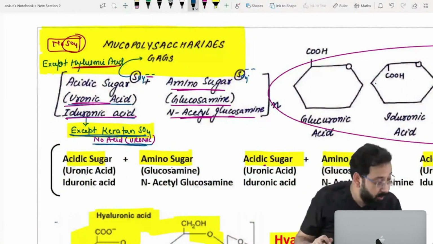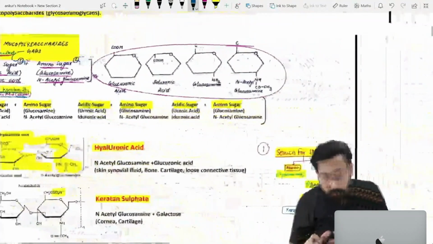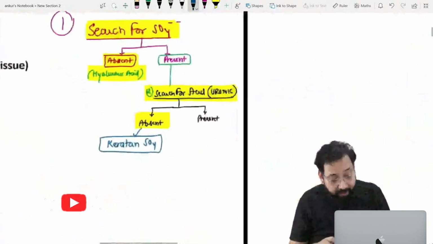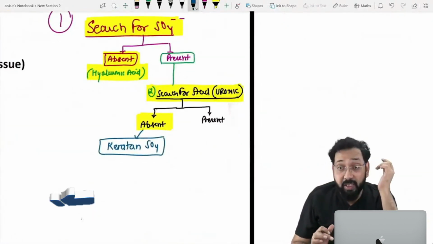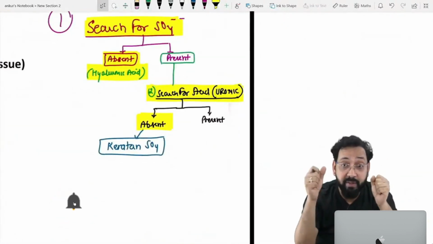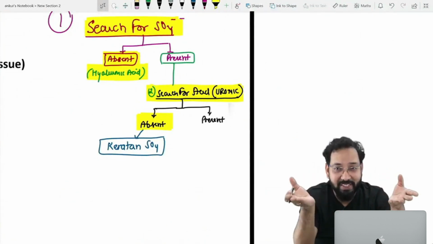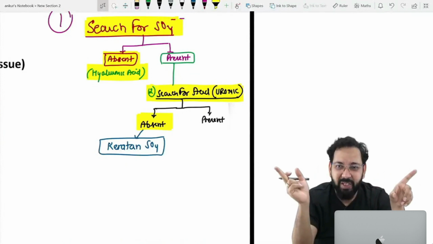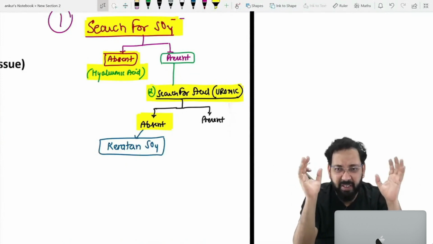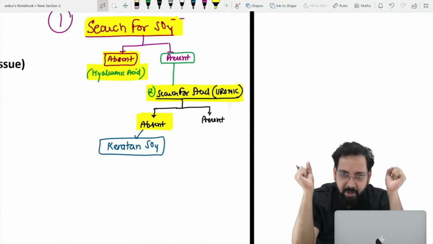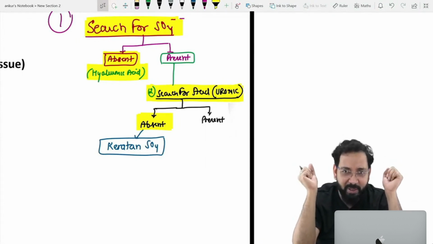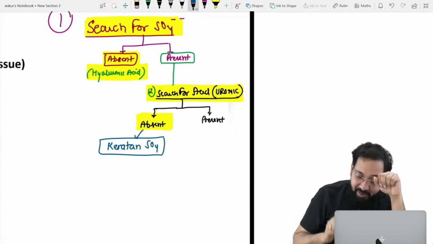I usually use a mnemonic because many times we forget. Wherever you do kirtan, you never make urinal, so uronic acid is not there in a kirtan place. Wherever you do kirtan, my gesture will help you remember in your exam. Okay, yes. So keratan sulfate.